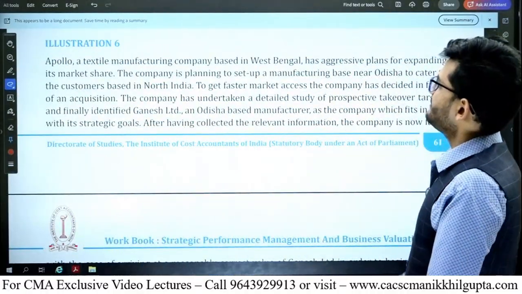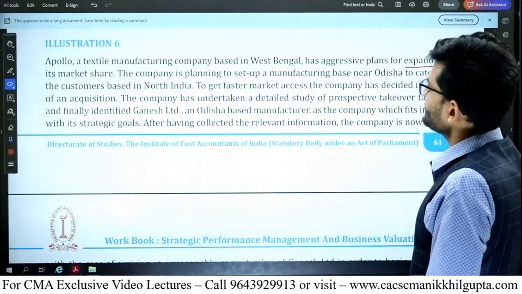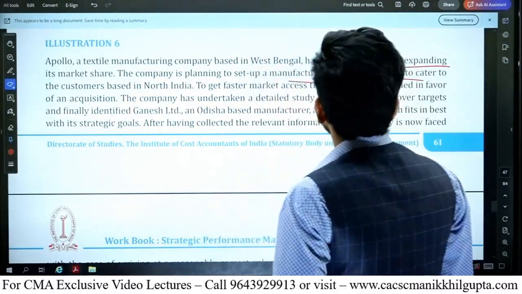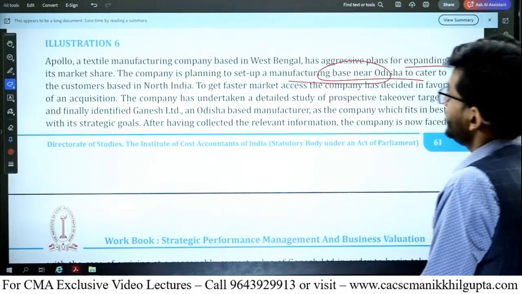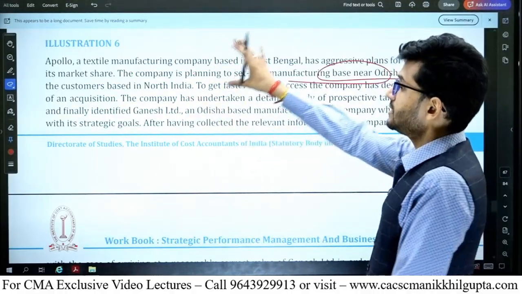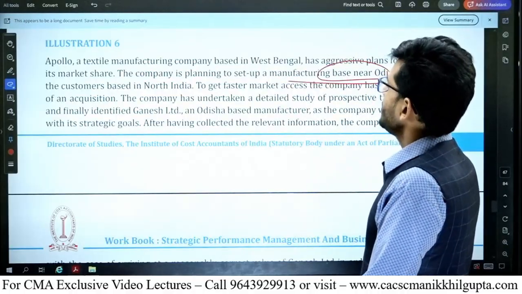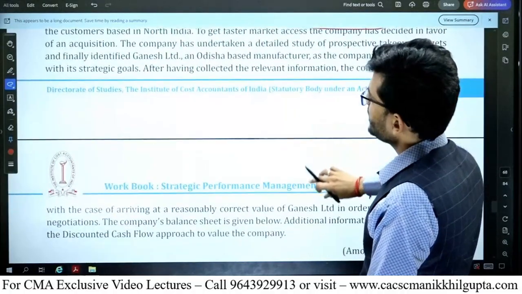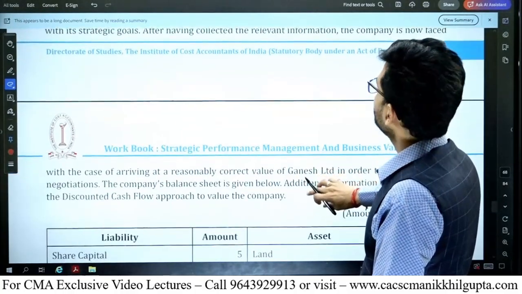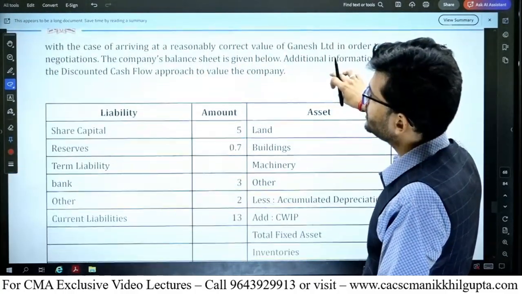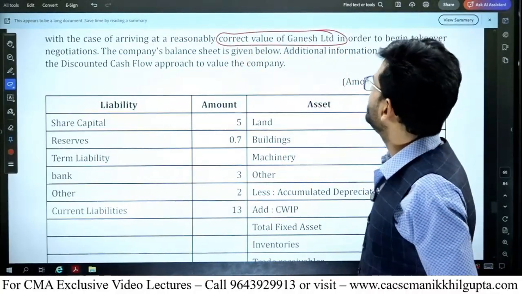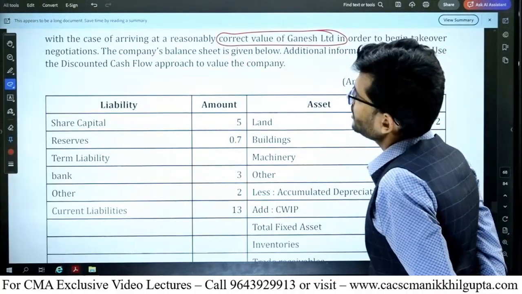So this is Apollo Textile Manufacturing Company based in West Bengal, has aggressive plans for expanding. The company is planning to set up manufacturing based in Odisha to cater to customers based in North India to get faster market access. Company has decided in favor of an acquisition. So Apollo is acquiring Ganesh. Company has undertaken a detailed study of prospective buyers and the company which fits in best with the strategic goal. After having collected relevant information, company is now faced with the case of arriving at reasonably correct value of Ganesh. The company has to calculate the value of Ganesh in order to begin takeover negotiation.